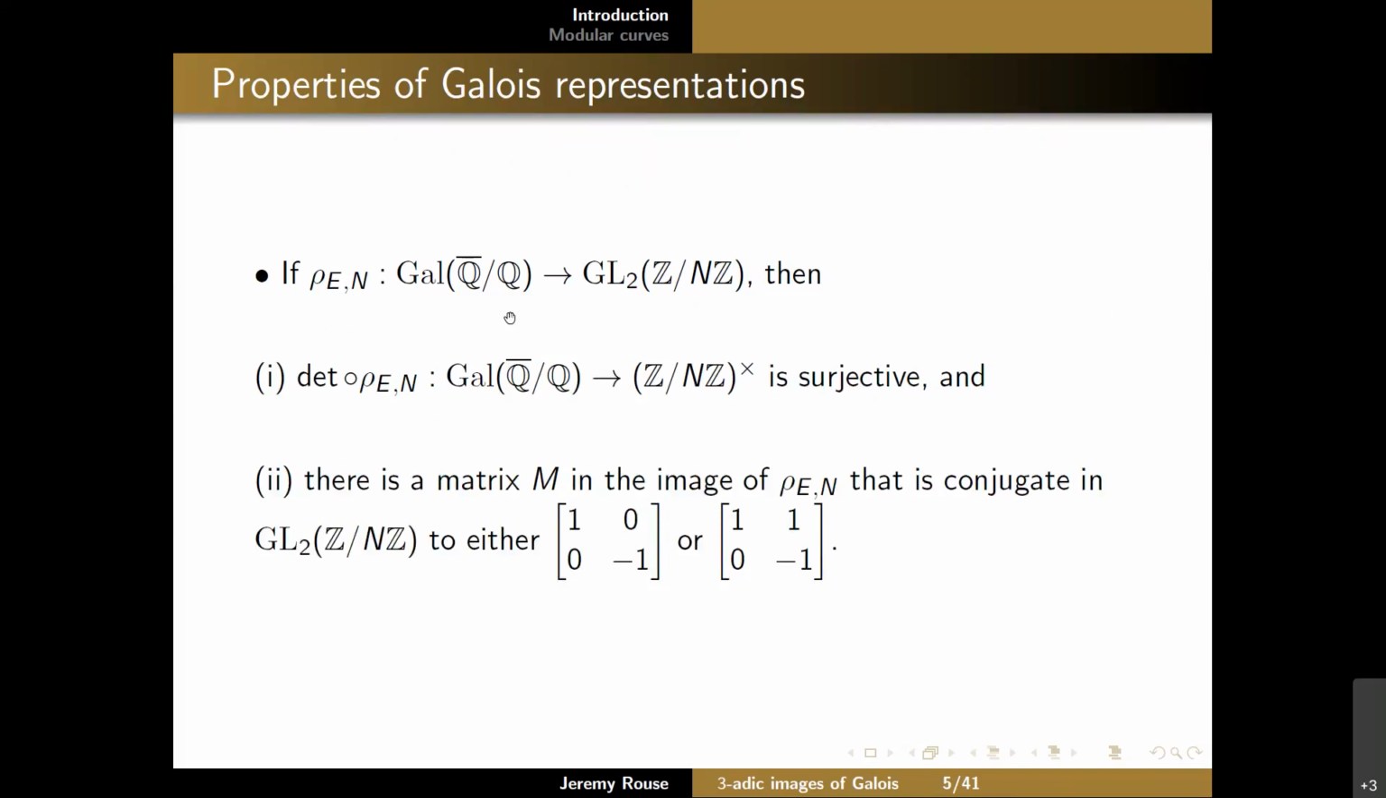Another thing is that there's a matrix M in the image of rho_{E,n} that's conjugate to either [[1,0],[0,-1]] or [[1,1],[0,-1]]. This is a result of David Zywina, and this is just because complex conjugation exists. Complex conjugation is an element of Gal(Q-bar/Q), and we can figure out how it has to act on the n-torsion of an elliptic curve.